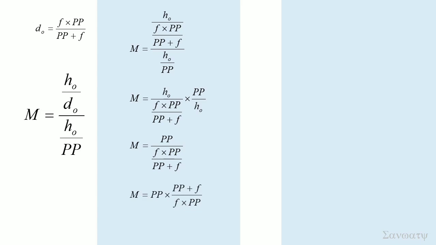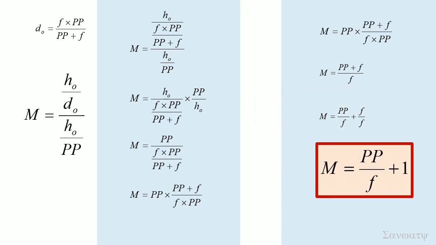m equals pp times pp plus f over f times pp. Then we can eliminate pp and get that m is actually pp plus f over f. Or it's the same as m equals pp over f plus f over f. Then at the end, voila, we have m equal to pp over f plus 1.